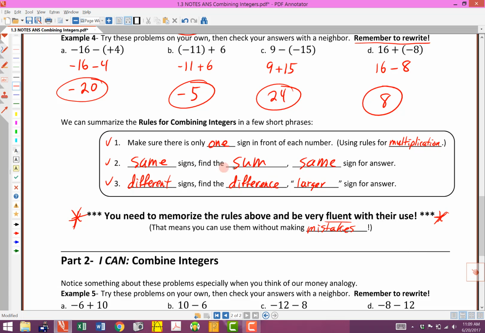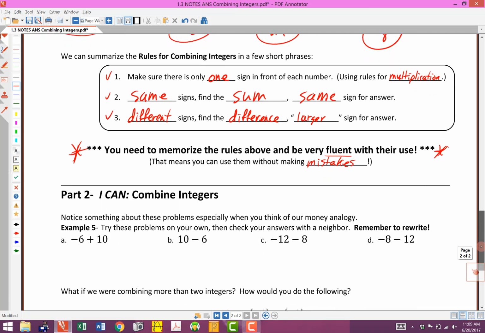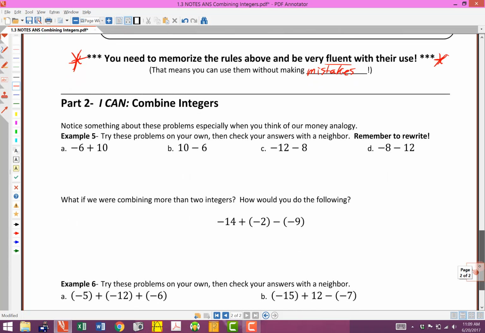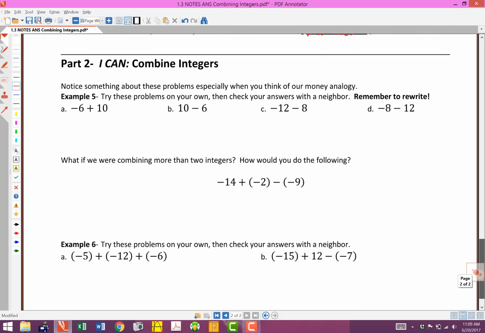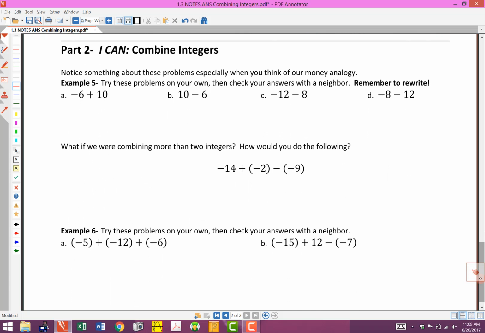So this one kind of rolls off your tongue: same, sum, same. If they're different, we find the difference and use the larger one. So different, difference, and then the sign of the larger one for the answer. Again, make sure you're memorizing those rules and working with them really fluently. Hopefully we'll get to the point where you can do these problems without making any mistakes. That's really our goal here. This is going to be a pretty short example, and we'll go pretty quickly.